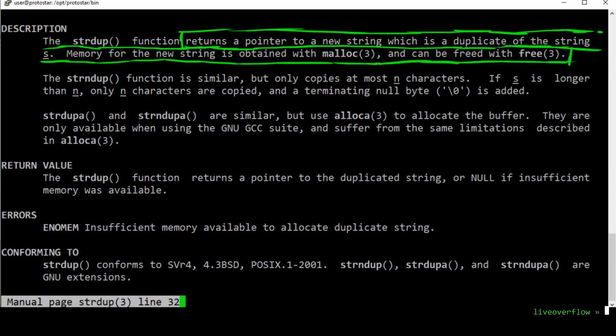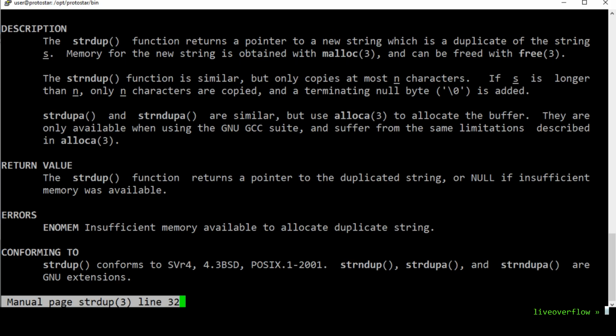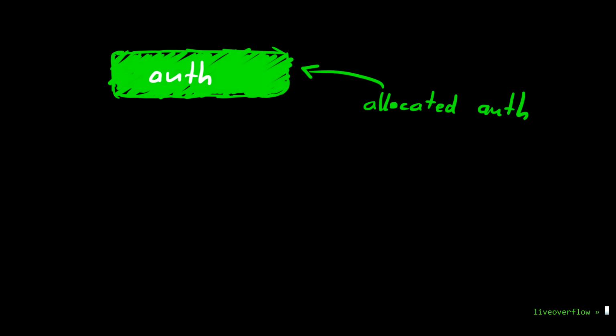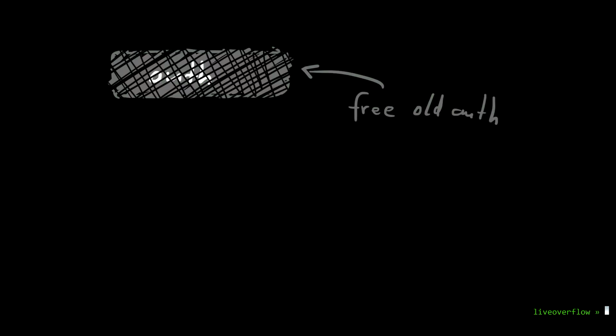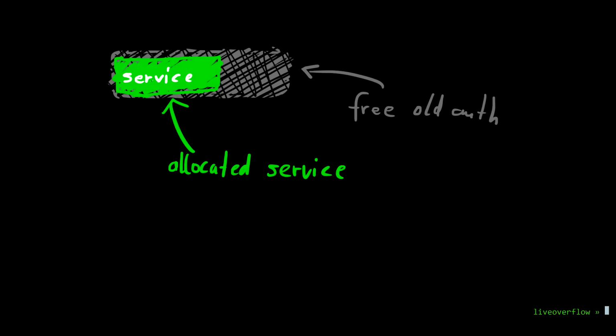strdup returns a pointer to a new string, which is a duplicate of the string s. The memory of the new string is obtained with malloc and can be freed with free. So it's just a convenient function that allocates the length of the string we pass to it and copies it there. So it will also call malloc and thus allocate stuff on the heap. And you can already guess why service got the same address as auth, because auth was freed. There was free space and service got the free space there.